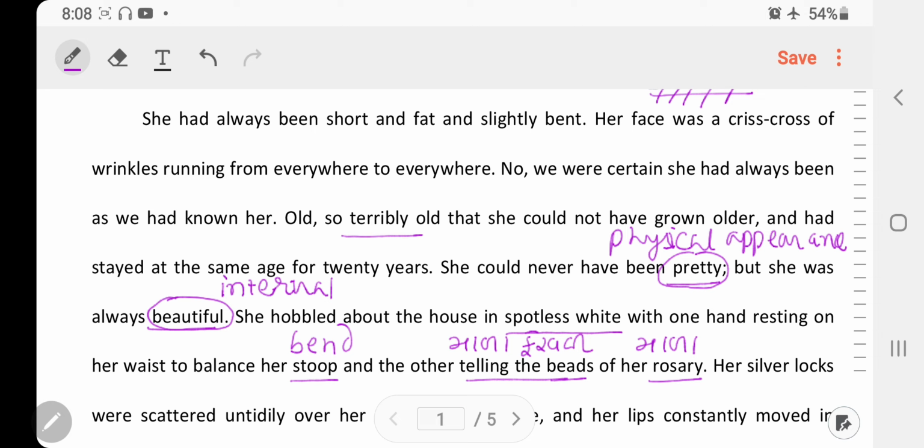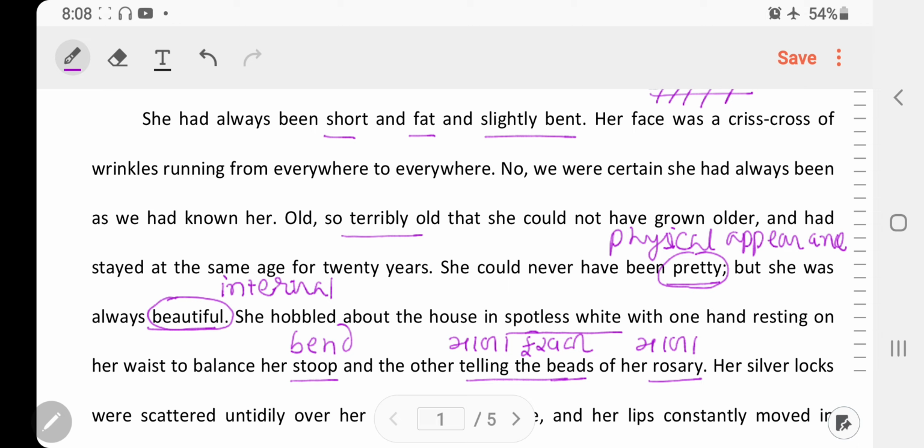So this is again the description of both the hands. So let's start from the very first. She was short, fat, slightly bent. See, short, fat, slightly bent. You will be asked to write down the physical appearance of the grandma. You have to use these three words. She was short, she was fair, she was slightly bent.